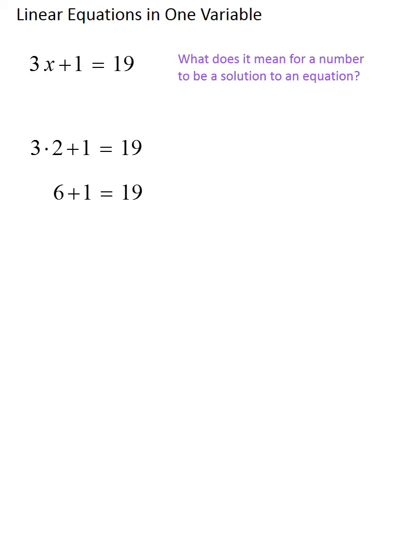Well, I wouldn't, because 3 times 2 is 6, and 6 plus 1 isn't 19 either. And so, this statement is false when x is 2. But what if I were to put a 6 where x is? Well, I would have a true statement, because 3 times 6 is 18, and 18 plus 1 equals 19, and 19 equals 19 is true.